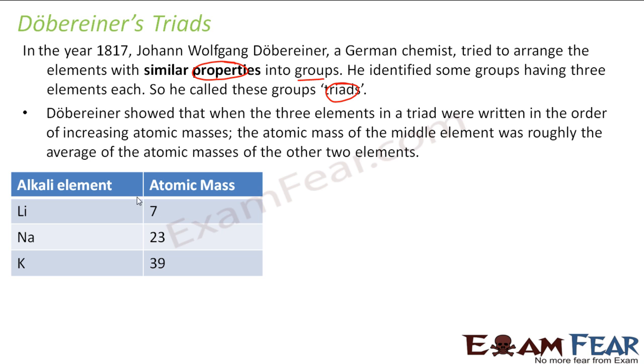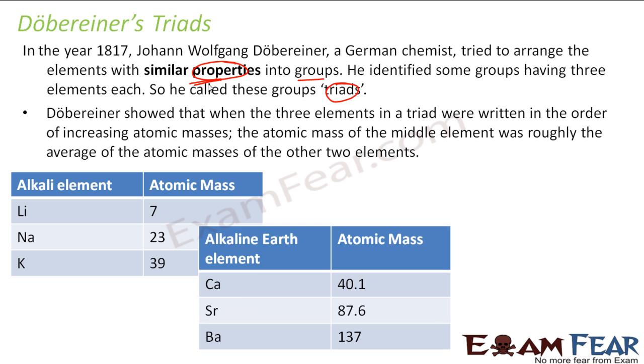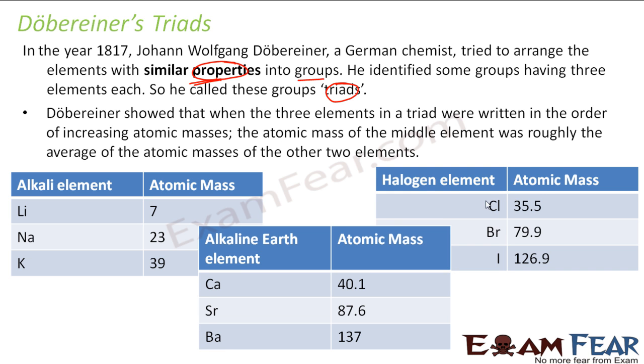For example, this is one triad where he has lithium, sodium and potassium. He has put all these 3 in one triad because all these 3 had similar chemical properties. Then he put the alkaline earth metals, calcium, barium and so on, in one triad because they had similar properties. He also put the halogen elements, fluorine, bromine, iodine, in one triad.